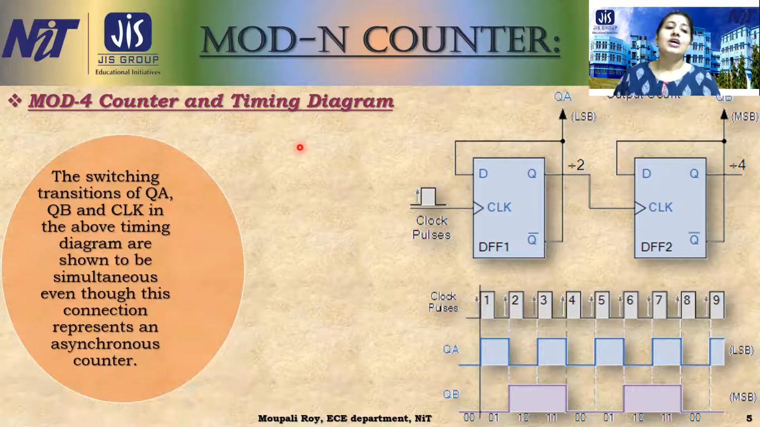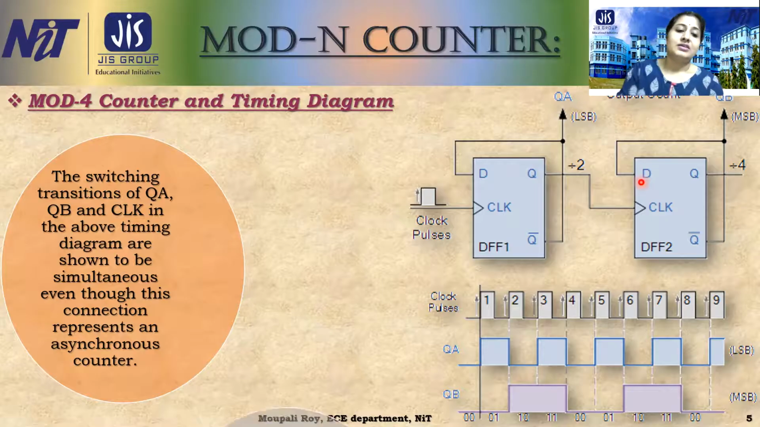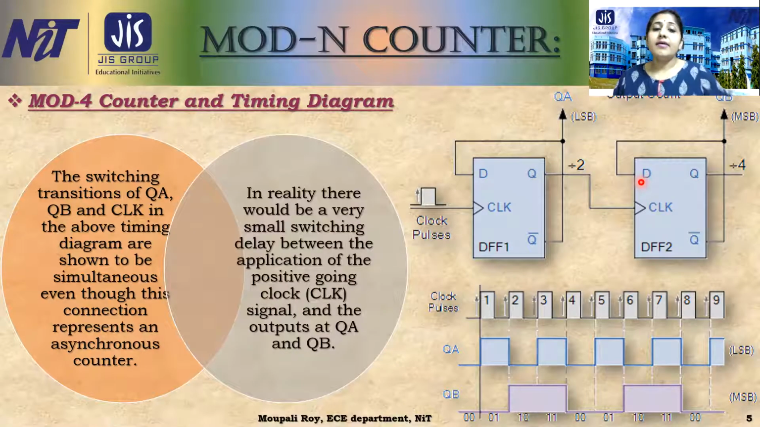So this is the switching transition of QA and QB, and the clock, as shown in the above timing diagram. That means they are connected as an asynchronous counter. See, we are not giving the same clock pulse, so this is the asynchronous one. There would be a variation from the switching or delay between the application of the positive clock pulse.